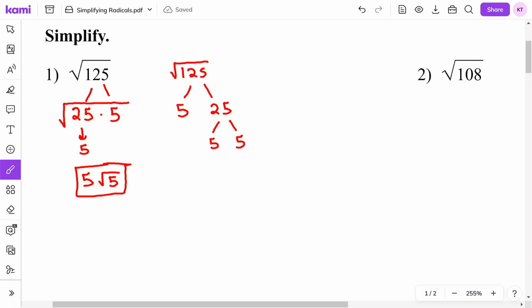And so if I do the factor tree method, I'm going to be looking for pairs here. And so I see I have a pair of 5s here. And so when I have a couple or a pair, I can go ahead and take that out of my square root. So then I'll draw my square root. 5 goes on the outside, and I still have this 5 left over. So I'll have 5 root 5. I get the same exact answer here. So again, whichever method you want to pick gives you the same exact answer.